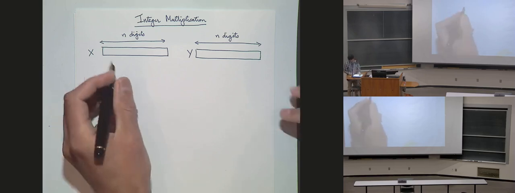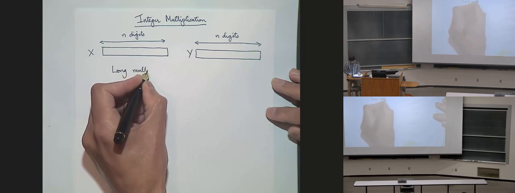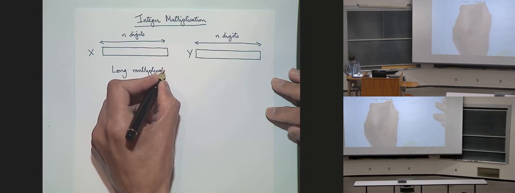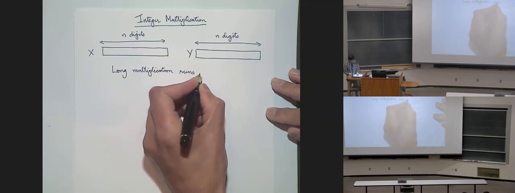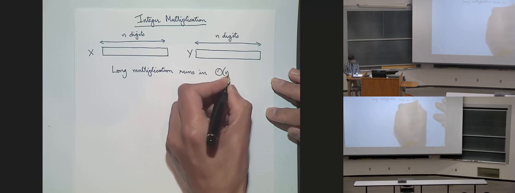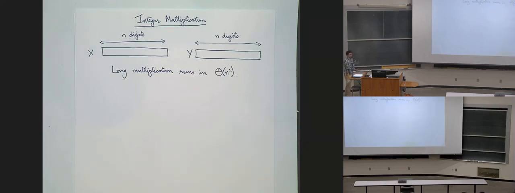So long multiplication runs in, I should say theta of n squared. It runs exactly in n squared.